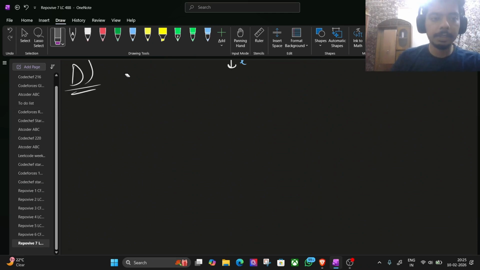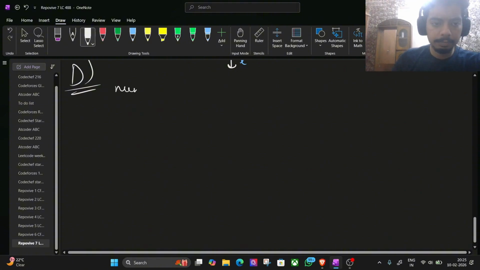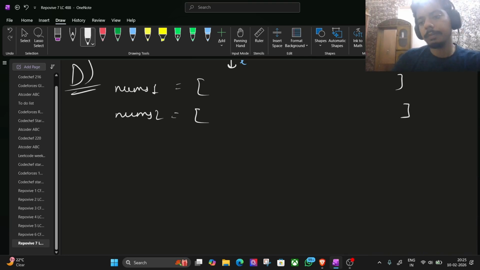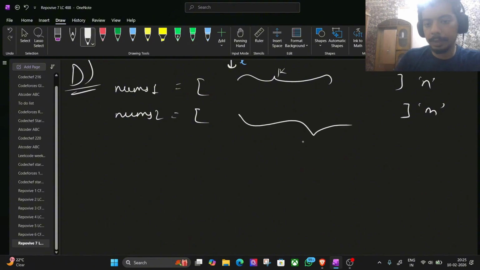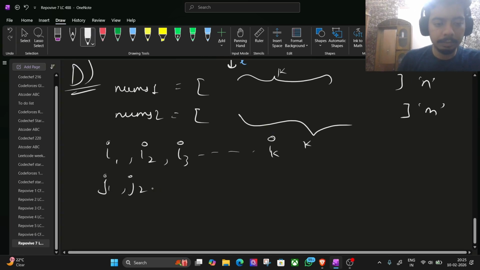So the problem was stating that we are given two integer arrays, which are nums1 and nums2, and one has size n, one has size m. So in both arrays, you have to choose k indices from here and k indices from here. Right? So they will be I1, I2, I3 up to Ik, and J1, J2, J3 up to Jk.